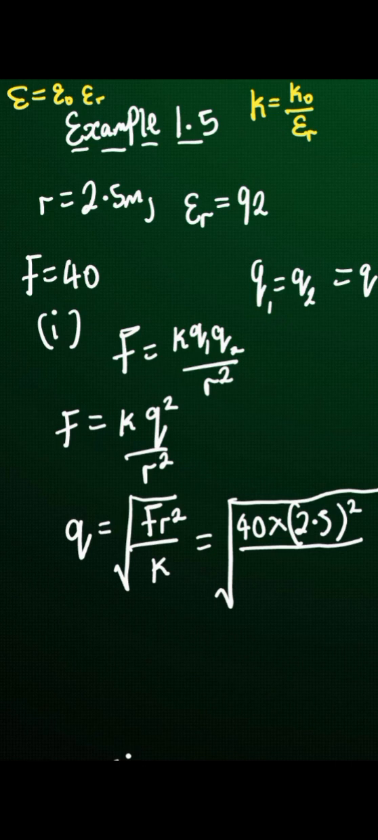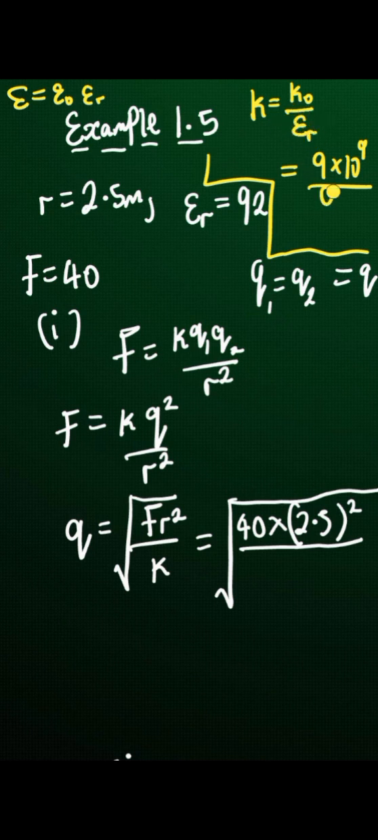And how do we derive this? This is very easy. You can derive this. So, what is our epsilon naught? Our epsilon naught is the normal constant of permittivity. That will be 9 times 10 raised to power 9, all over what's our epsilon arrow, relative, that is 92.